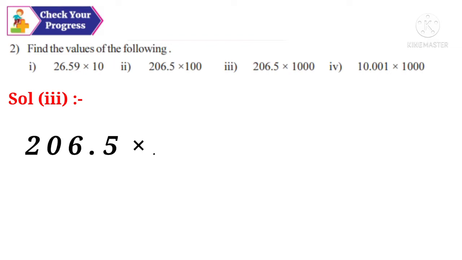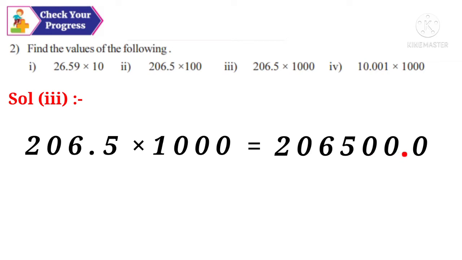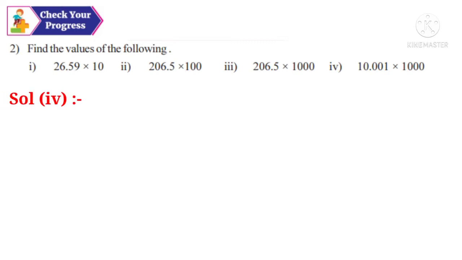Solution 3: 206.5 into 1000. Observe that there are three zeros in 1000. So the decimal point will shift right by three digits, that is after 5 put two zeros and then put the decimal point, that is 2,06,500.0.